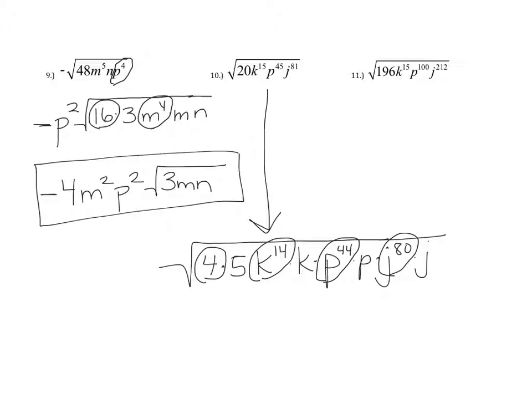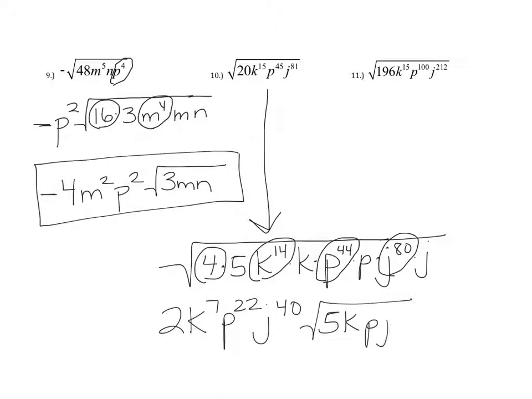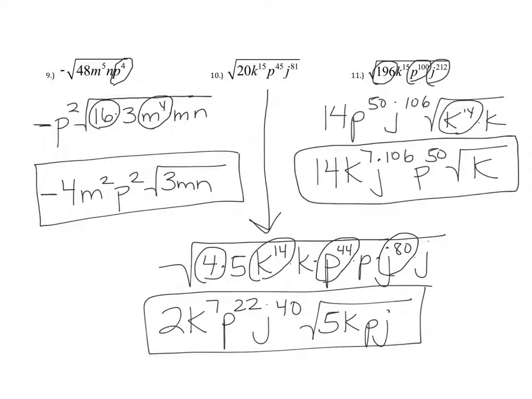So the square root of 4 is 2. K to the 14th would be k to the 7th. Square root of p to the 44th is p to the 22nd, j to the 40th. And then what's left on the inside is a 5, a k, a p, and a j. And that is your crazy long, ridiculous answer. So now I really do want you to stop the video and try to continue with the next problem. Tune back in and see if you've got it right.